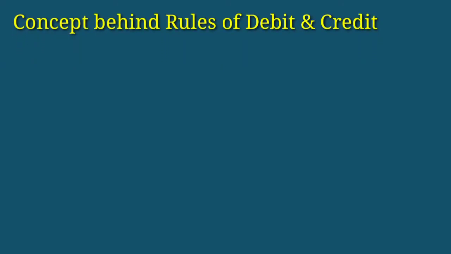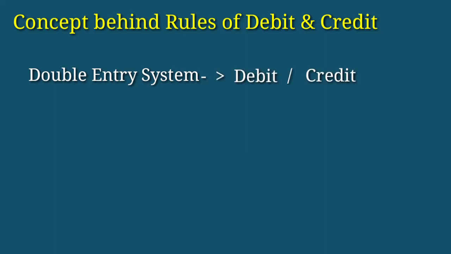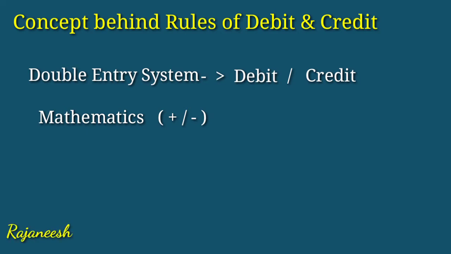As I told you before, we are following the double entry system. There are two parts in a transaction: debit and credit, right? In mathematics, a number has two signs. One is positive or negative. For example, 25. Sometimes this 25 is positive or negative, right?